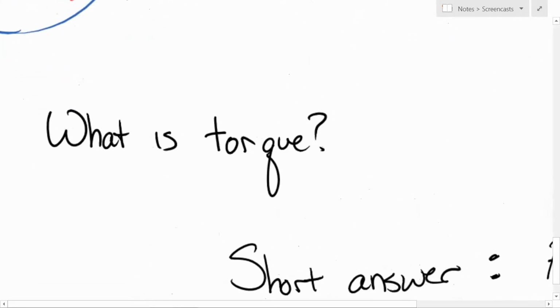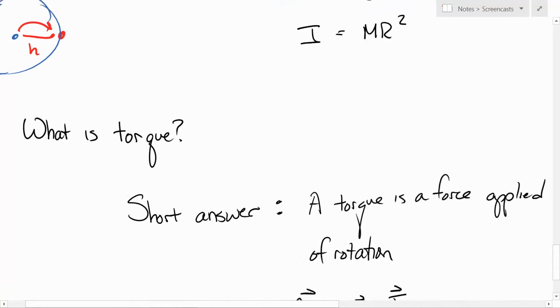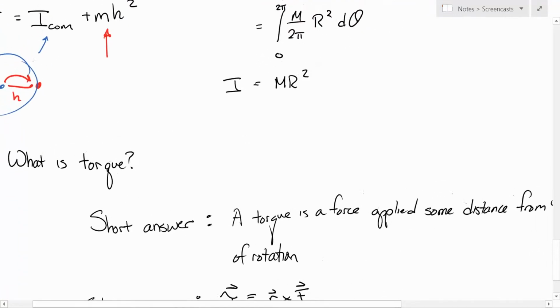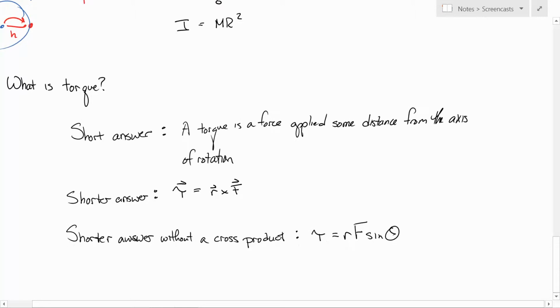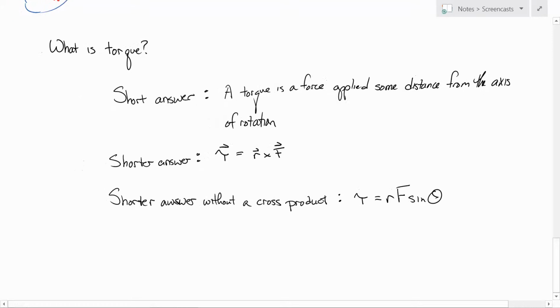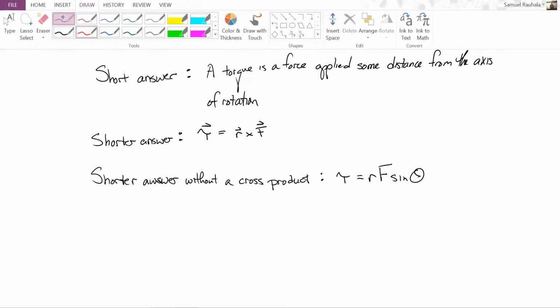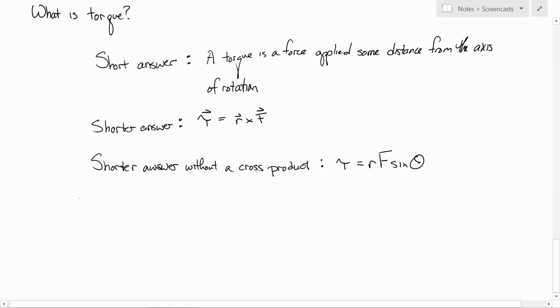The other thing that we want to talk about is what is torque. So a short answer: a torque is a force applied some distance from the axis of rotation. A shorter answer is that it's r cross F. A shorter answer without a cross product is that it's rF sine theta. All of these are meant to try to tell us that a torque depends on how much force you apply. It depends on where you apply it, and it depends on the direction of application.